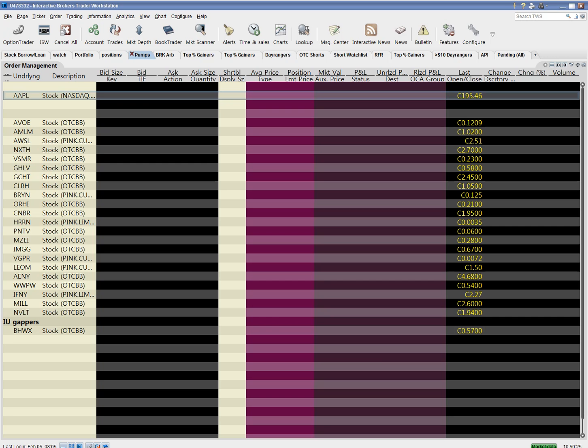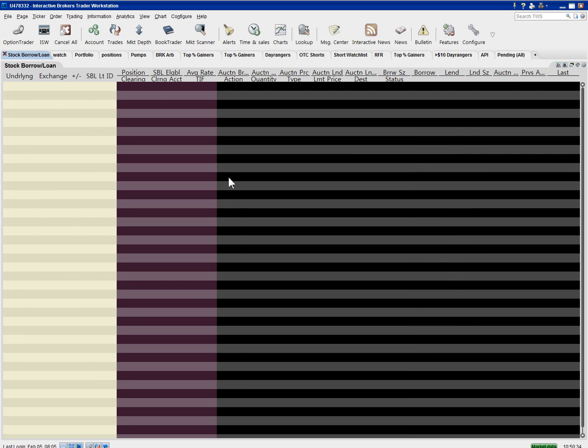Okay, here's another question. How to activate the stock borrow feature, which is here, stock borrow loan, the AQS system. I've never really used it. I used it once to try it out.